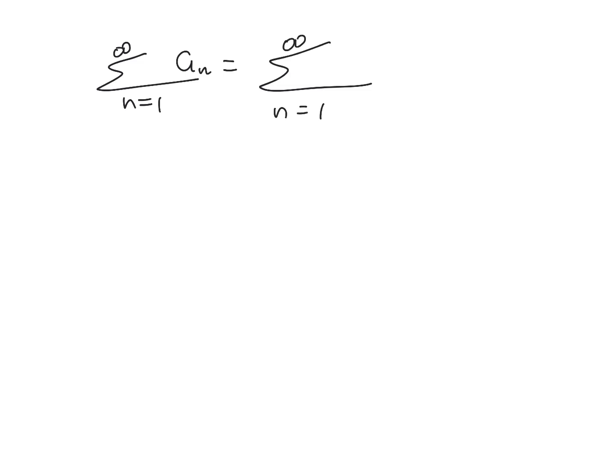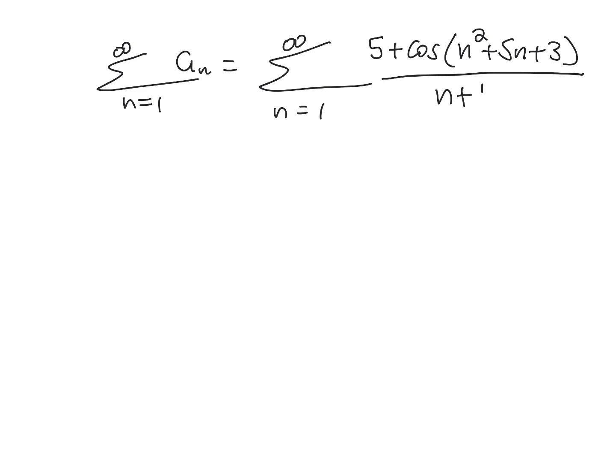So by the second part of the comparison test, the divergence part, we can now conclude that the a sub n series, the summation from 1 to infinity of 5 plus cosine of n squared plus 5n plus 3 over n plus 1, diverges by comparison test.